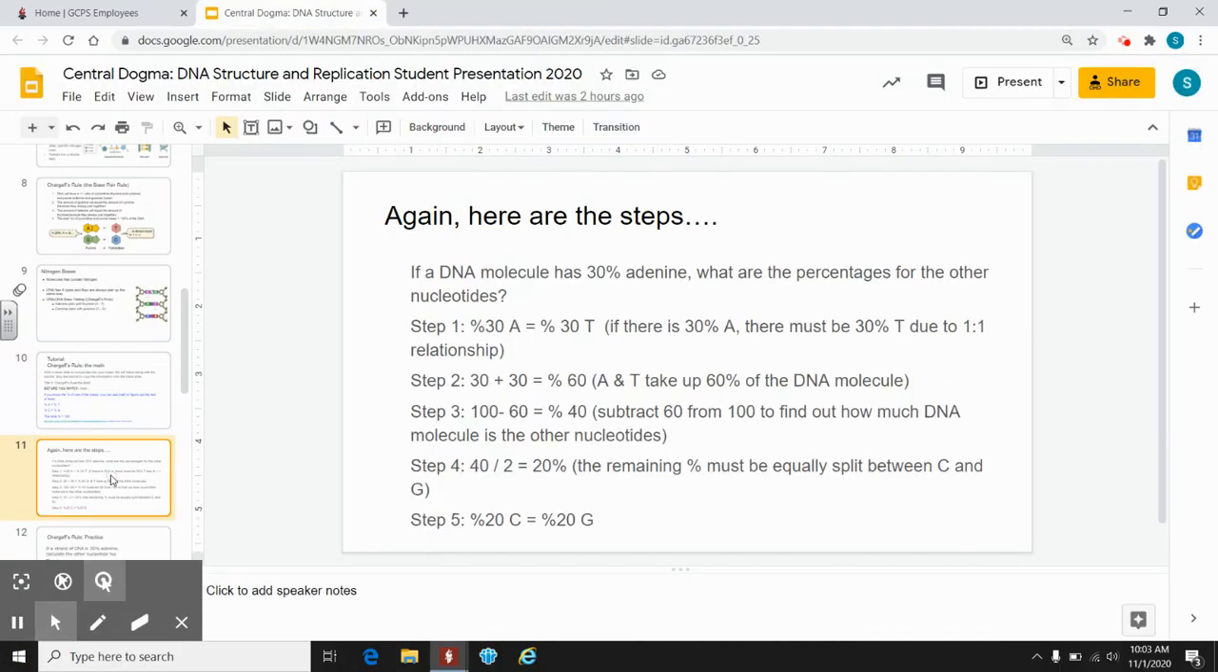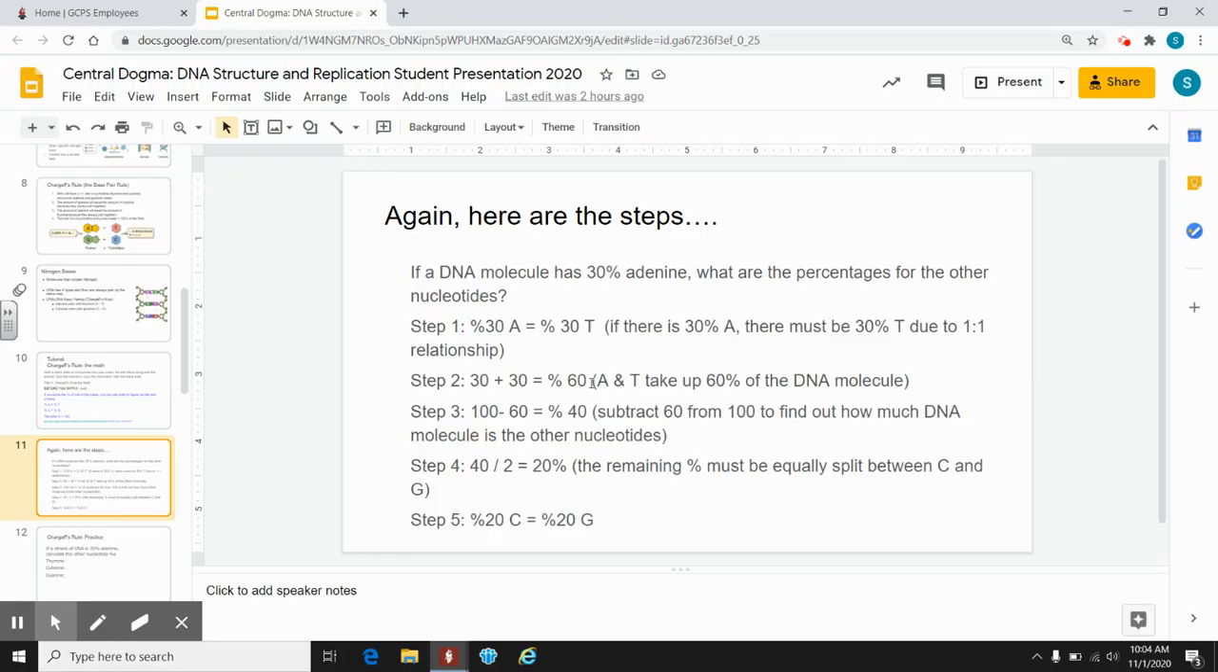Pretty simple. Okay, so here are the steps a little bit more slowly if you didn't catch it. I feel like kids are really successful for this once they practice it because it is such easy math. So she used, I think, this same example. If a DNA molecule has 30% adenine, what are the percentages for the others? So you know that if you have 30% adenine, you have to have 30% thymine because they always pair together. 30 plus 30 is 60, right? So 60% of the DNA molecule is made up of adenine and thymine.